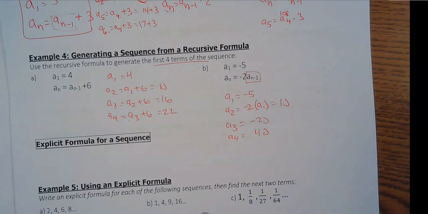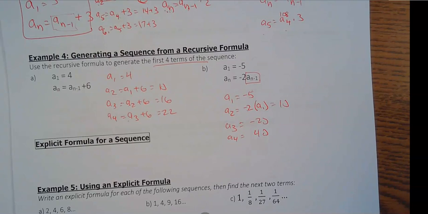That's the recursive formula. The one downside of the recursive formula, it's not that hard to use, but what if I asked for the 20th term in the sequence? If I want a sub 20, you have to find a sub 1, a sub 2, a sub 3, all the way through a sub 19 before you can find a sub 20.